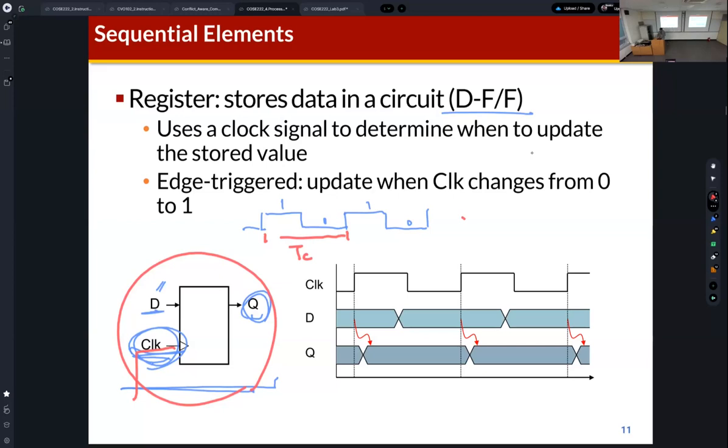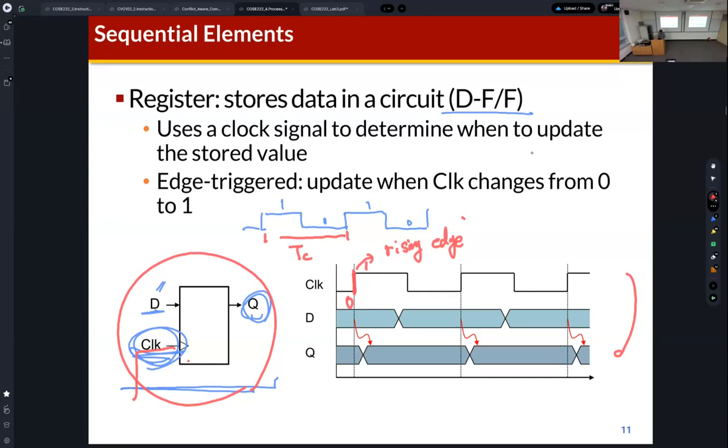So this waveform just shows the behavior of the flip-flop. This is called a rising edge of the clock. It means that the clock signal has just changed from 0 to 1. That's why this is called a rising edge of a clock signal.